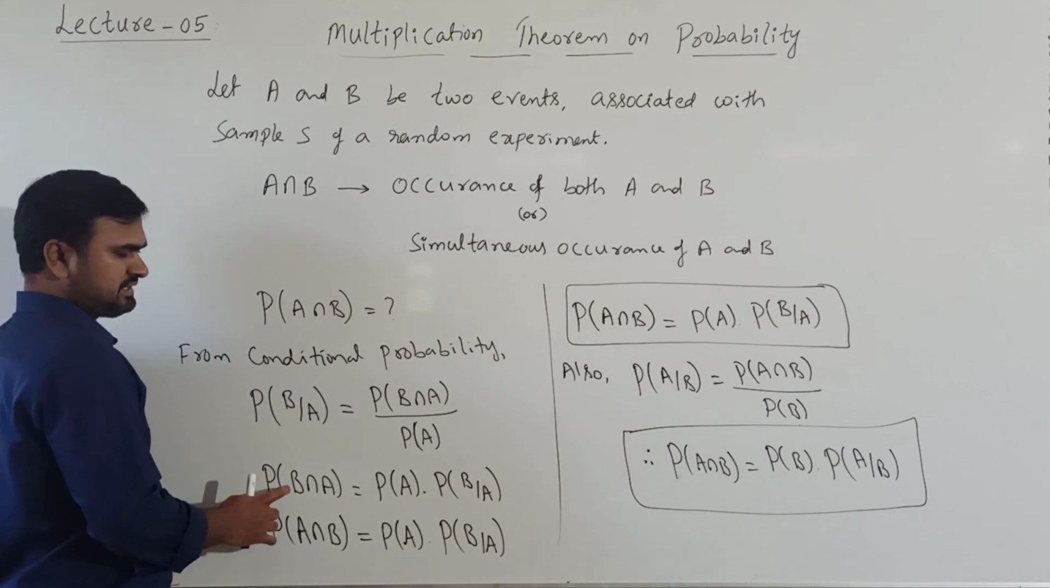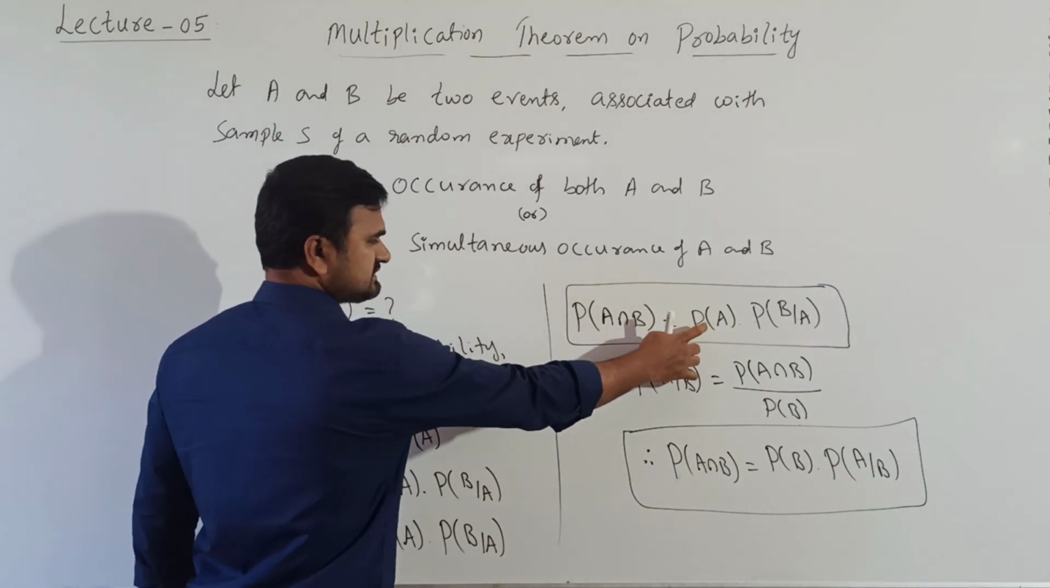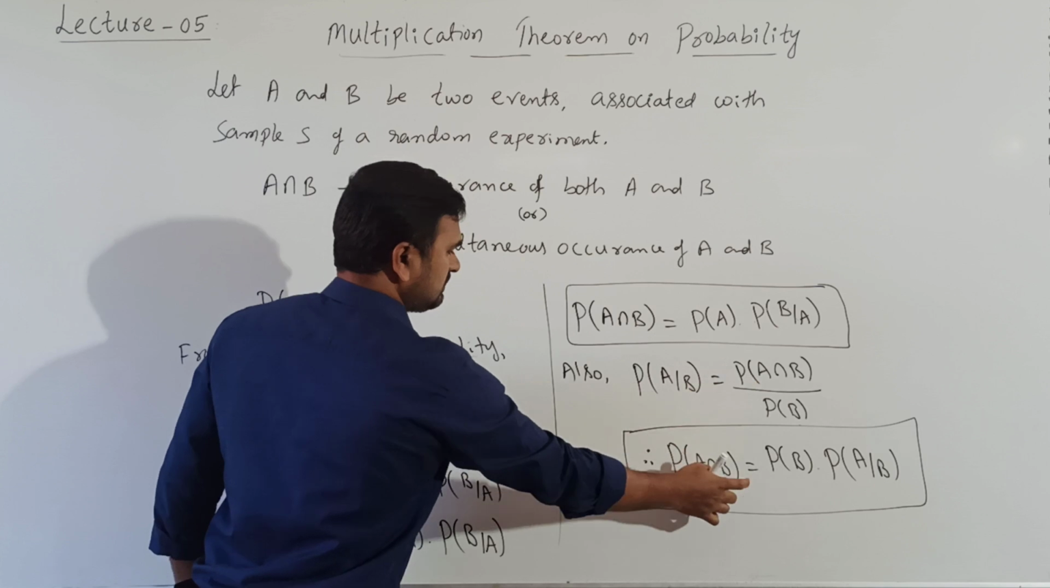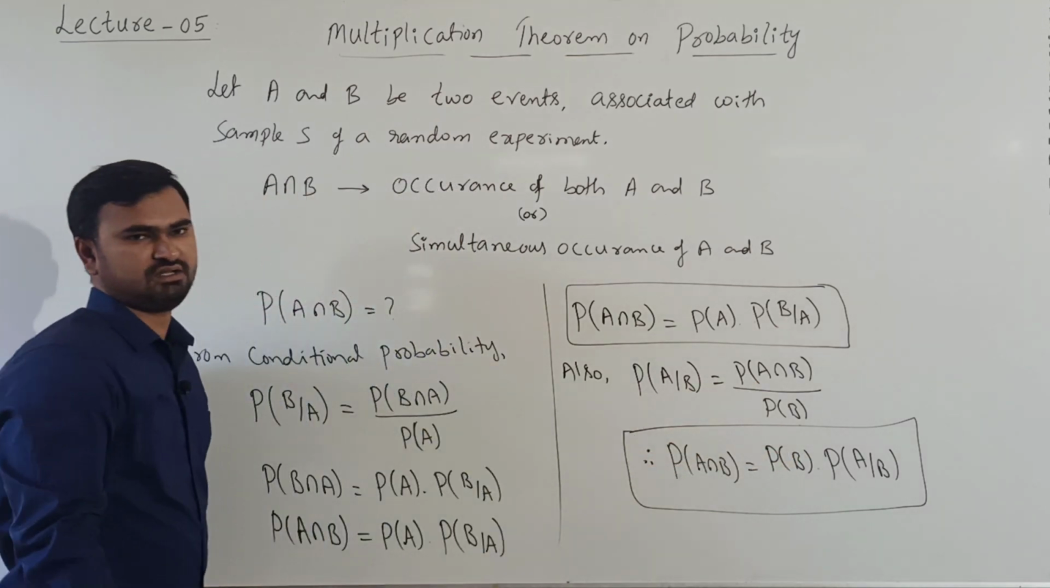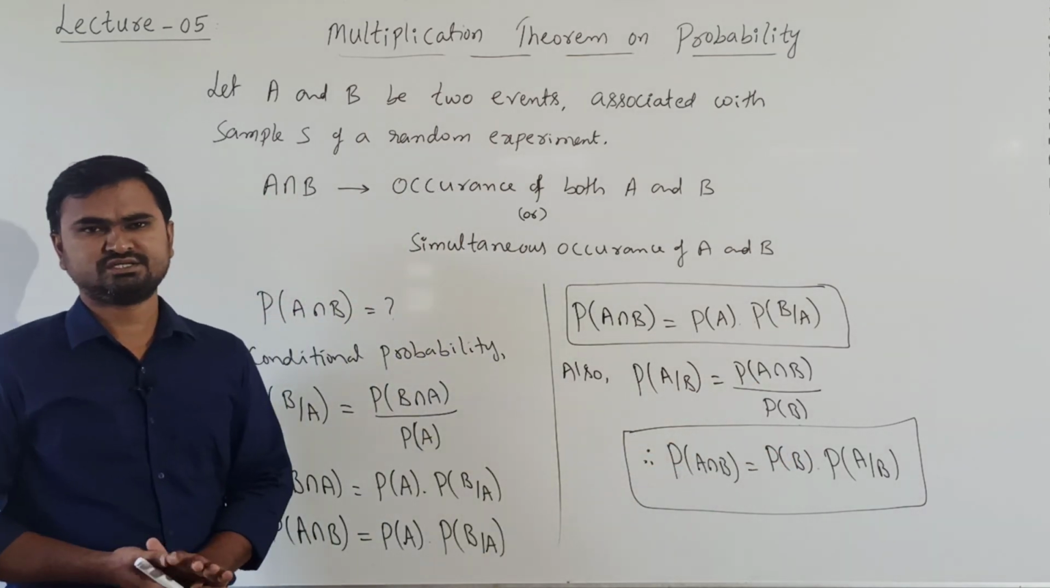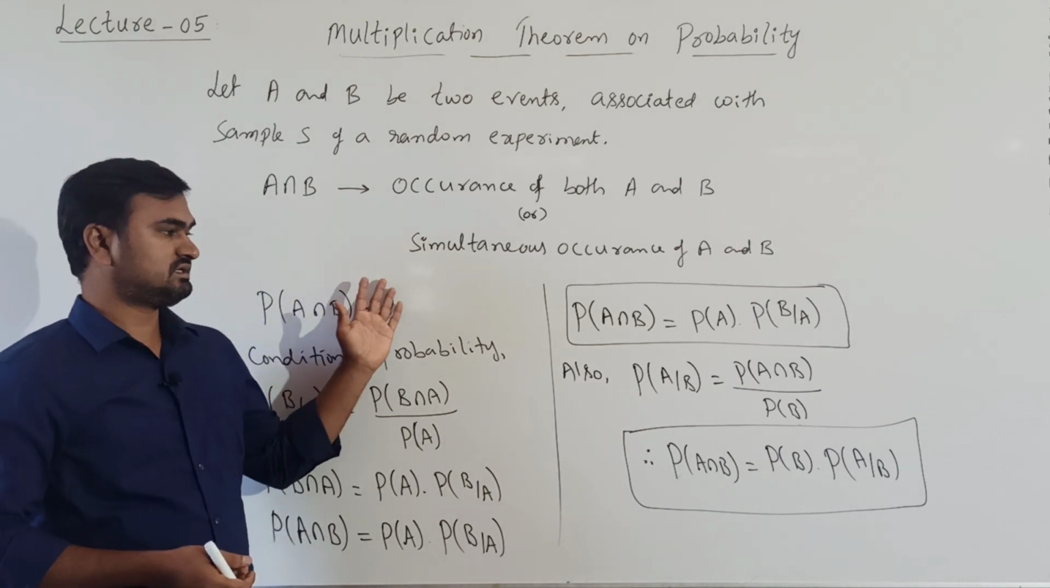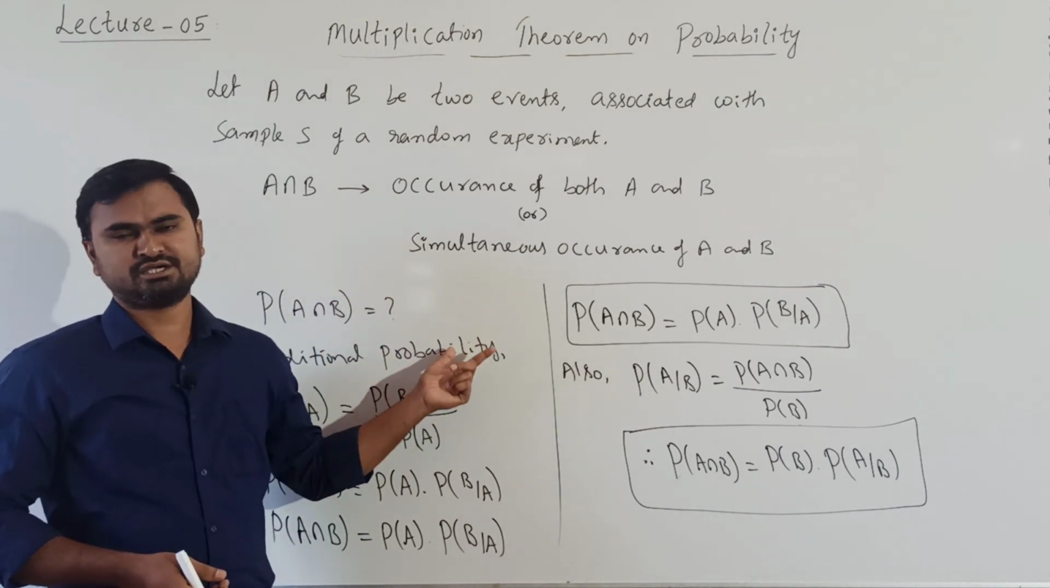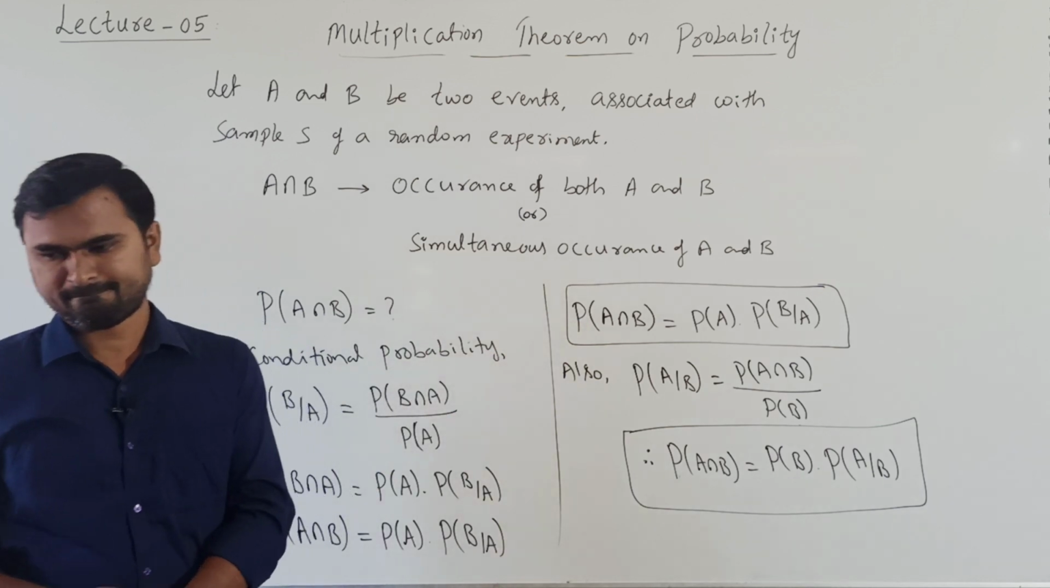So the probability of A intersection B can be written as P(A) into P(B given A), or P(B) into P(A given B). Let us go through some examples so that we can understand how we are using this multiplication theorem on probability.